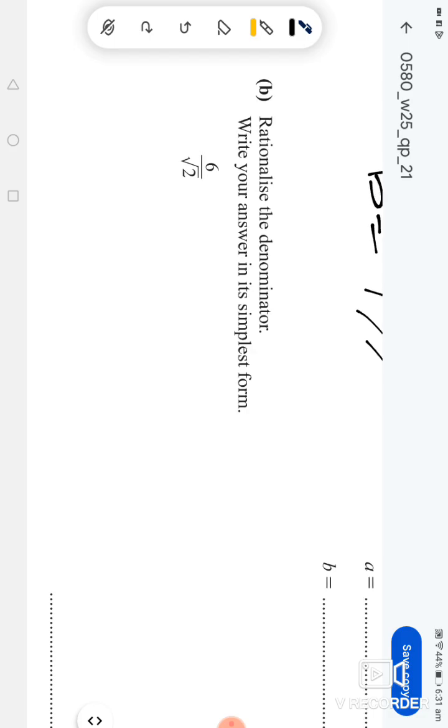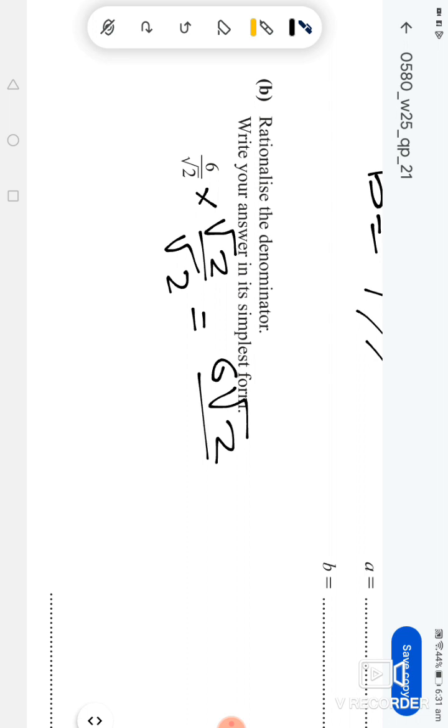Rationalize the denominator: multiply root 2, divide by root 2. So 6 root 2 by 2, 2 times 3, so 3 root 2.